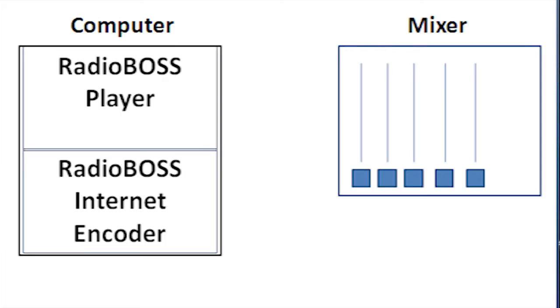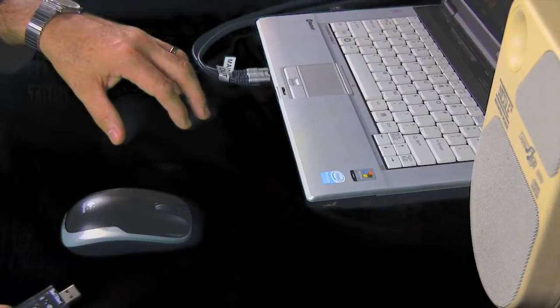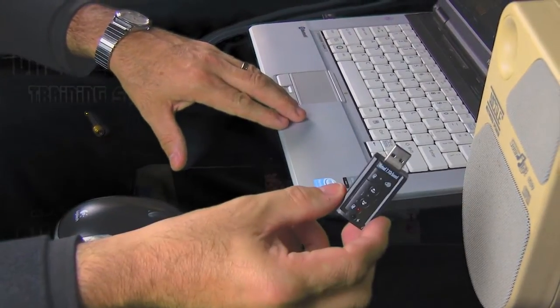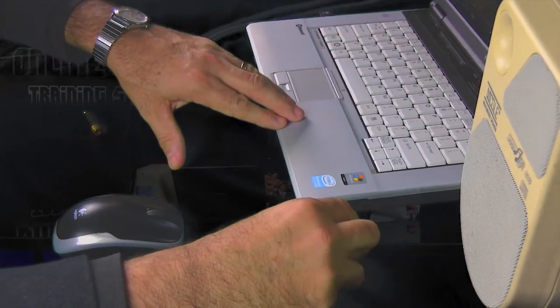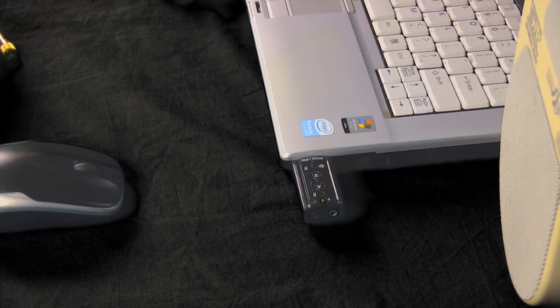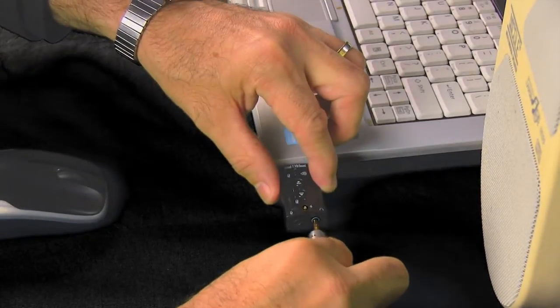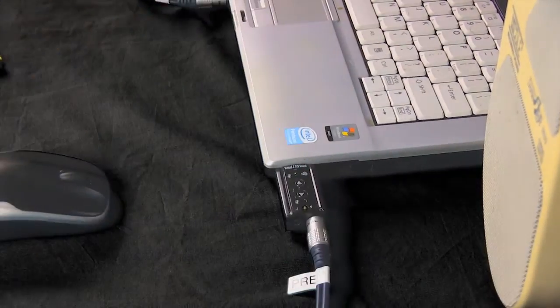Now let's do the preview output from the computer to the mixer. Let's take our USB device and plug that into a USB plug on the computer. First, make sure that the computer sees it and recognizes it. And then plug the 3.5 stereo jack of the next cable into the back of the USB device.